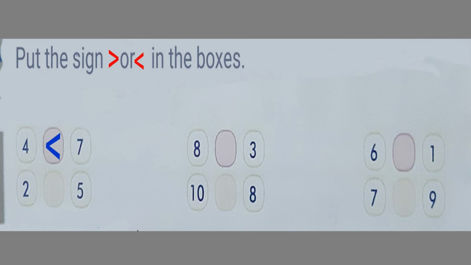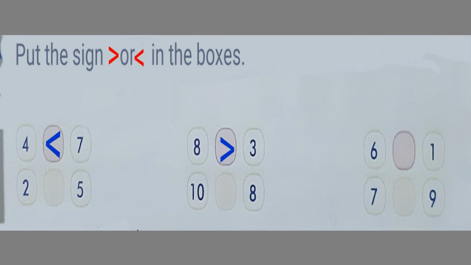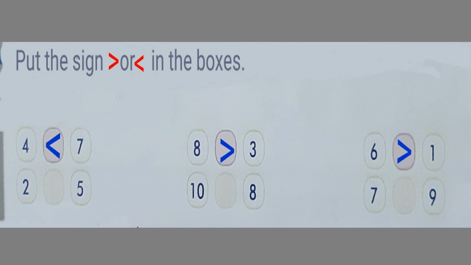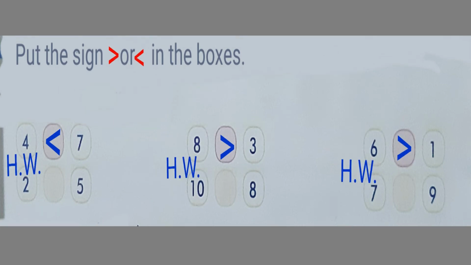Remember, children, always greater than the after numbers or lesser than the after numbers. See the next one. What are the numbers there? Yes, 8 and 3. 8 is greater than 3. So here we have to keep the greater than sign. And see the next one. What are the numbers? 6 and 1. 6 is greater than 1. So here we have to keep the greater than sign. And next 3 are the homework.